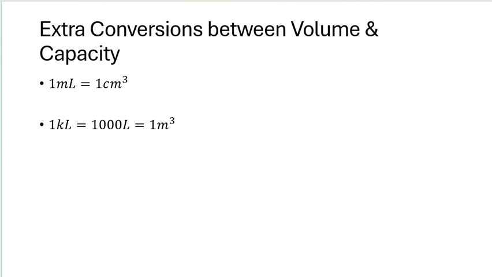Alright, some special conversions between volume and capacity. So typically what would happen is you're asked to find the volume of an object and then you need to convert that into capacity. Okay, so these are important. So 1 milliliter is the same as 1 centimeter cubed, and 1 kiloliter, which is technically 1,000 liters, is equal to 1 meter cubed.